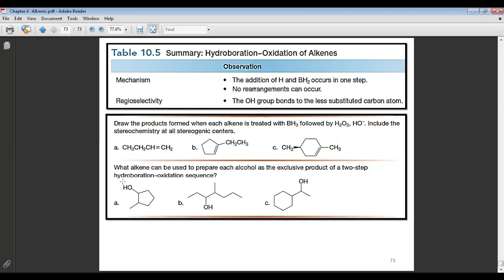The second question: what alkene can be used to prepare each alcohol as the exclusive product of the two-step hydroboration oxidation? That means for this product, I want you to write the starting material that gives this product by hydroboration oxidation. Also this one, and this one. Do you understand? I hope you understand. Just remember it is exactly the reverse of the Markovnikov rule.